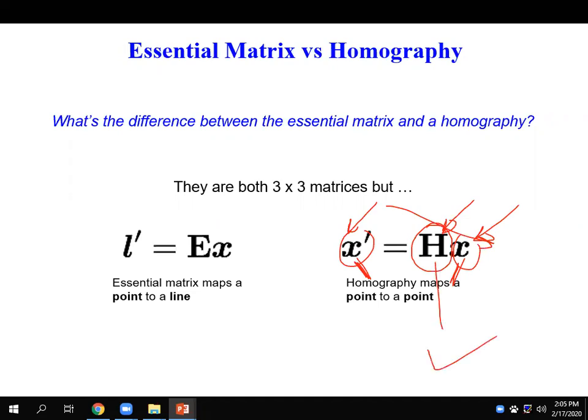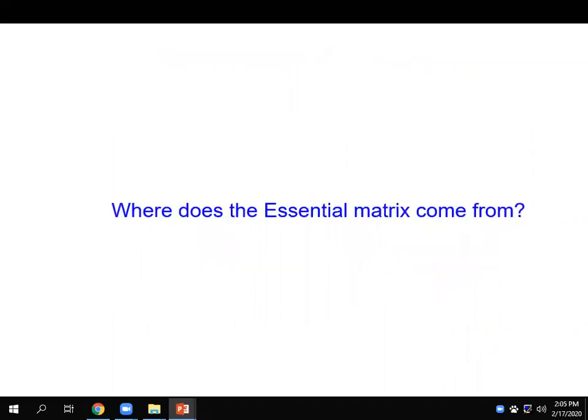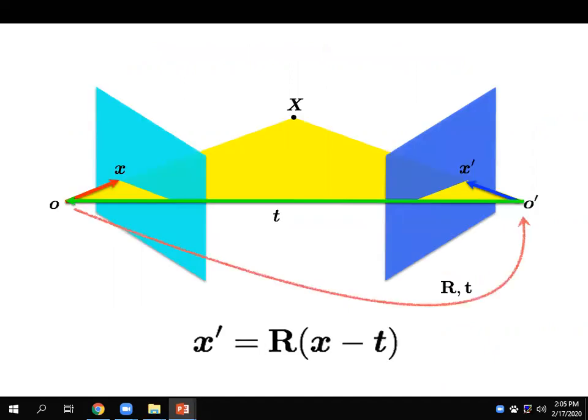You got the H. But with this one, I'm not mapping a point to a point. I'm mapping a point to a line. Correct? I'm mapping a point to the line. So the essential matrix maps a point to a line, because here is the line, this is the point, this is the intersection, or this is the relationship with this particular matrix E. But where basically does the essential matrix come from?